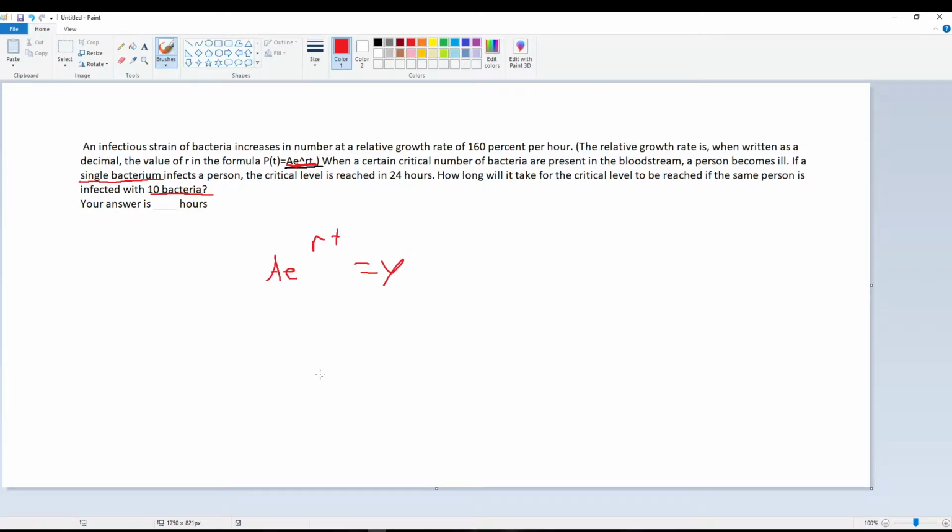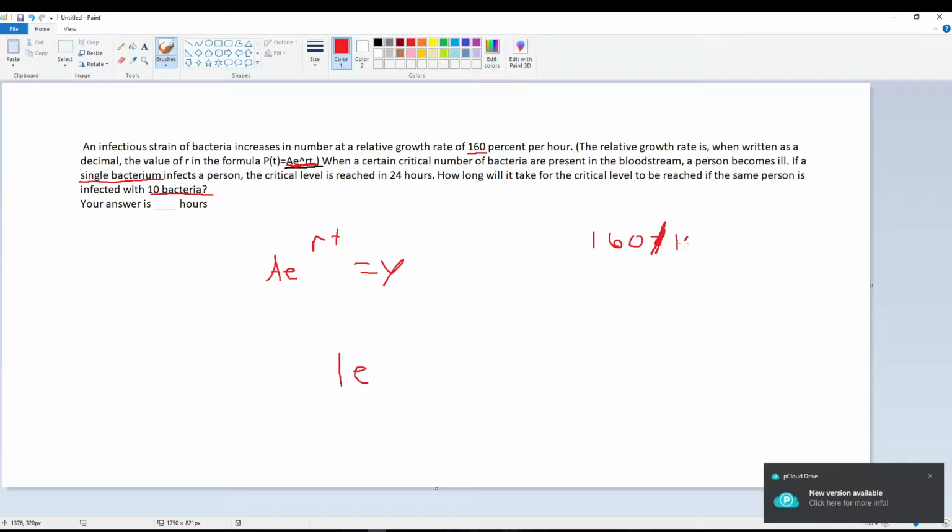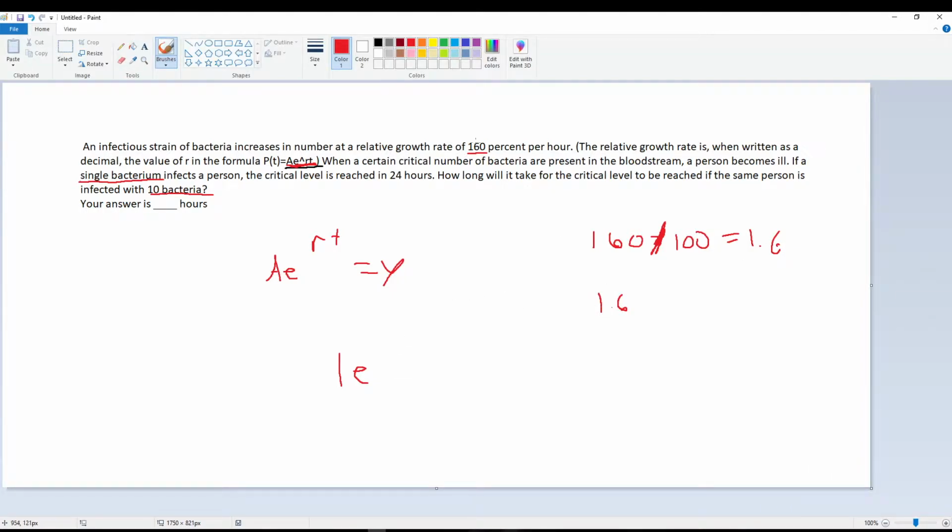For a single bacterium, we're going to start with 1, because that's our single bacterium. e is a constant, and our rate is this. To get that as a decimal rate, we just do 160 divided by 100, which equals 1.6. If your growth rate was 280, then your r would equal 2.8. That's pretty easy. So r is 1.6, and then t is time.